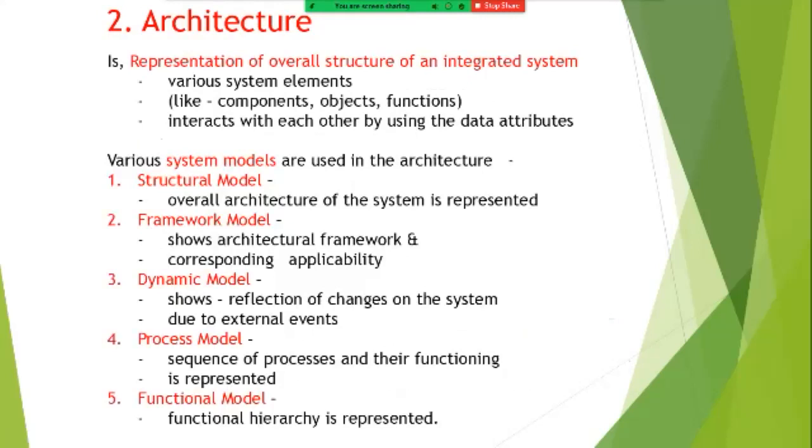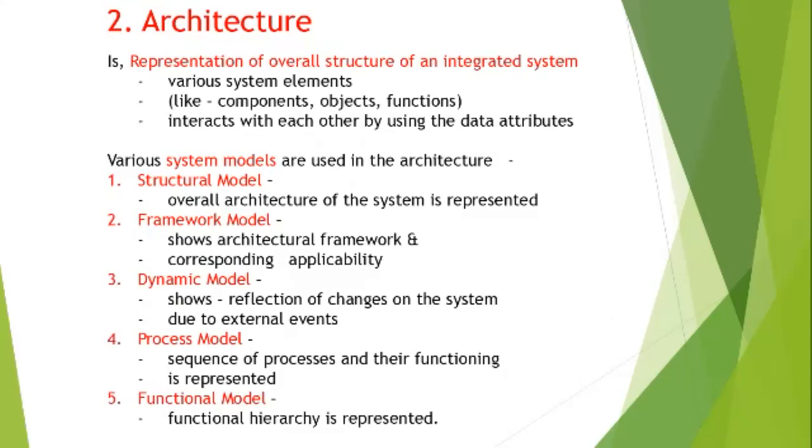Second one is architecture, which is a representation of the overall structure of an integrated system. Various system elements like components, objects, and functions interact with each other by using the data attributes. Various system models are used in the architecture. First one is the structural model. The overall architecture of the system is represented.